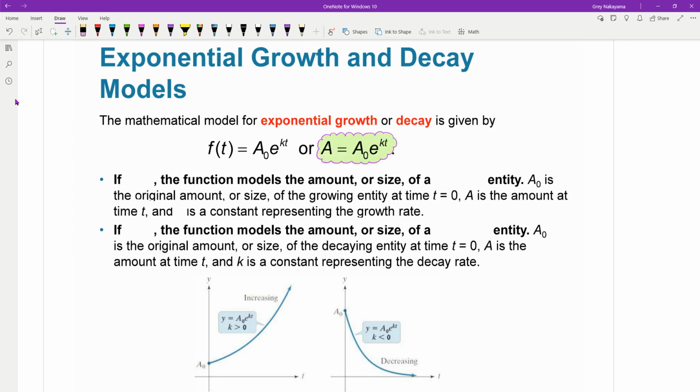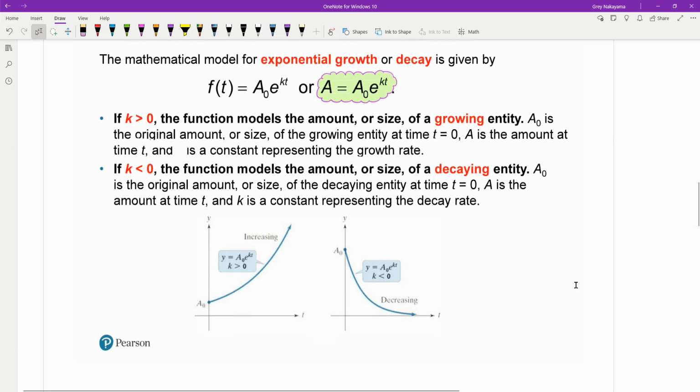The one I actually prefer to use is A equals a sub 0 e to the kt. K, if k is greater than 0, then your entity is growing. If k is less than 0, then your entity is decaying. Okay, that's the biggest deal. Look at these graphs down here that we have. Growing right here means it's increasing and getting bigger and bigger as time passes, and decaying is decreasing, getting smaller and smaller each time.